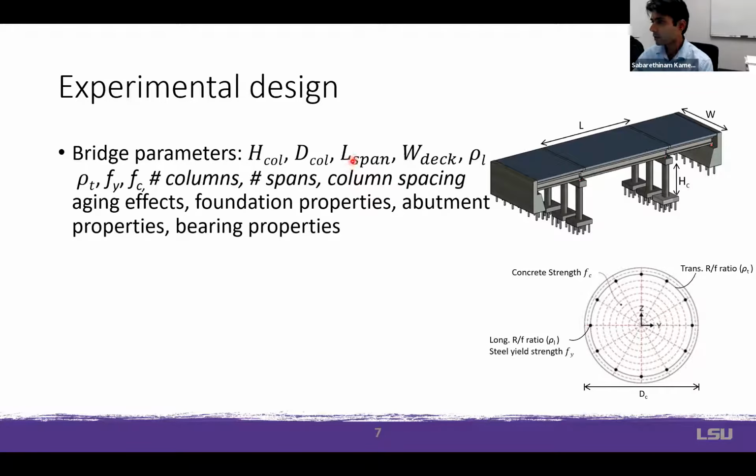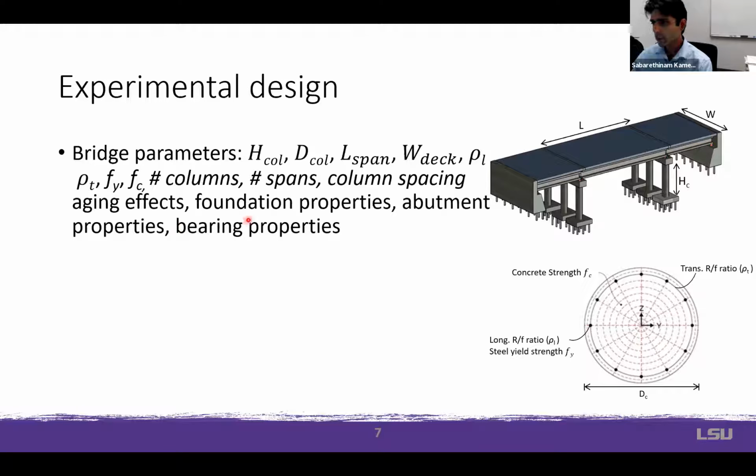In this particular case, we also have other parameters like span length, deck width, reinforcement ratios, rho L, rho T, and material properties such as steel yield strength and concrete strength. We also have geometric parameters other than the ones that we saw before: number of columns, number of spans, and spacing between columns. And we also have aging effects, which are essentially because of chloride-induced corrosion. We assume some exposure conditions, and in time we find out how much deterioration can be expected. That deterioration is modeled by reducing the reinforcement area and also by changing the stiffness of the bearing pads.